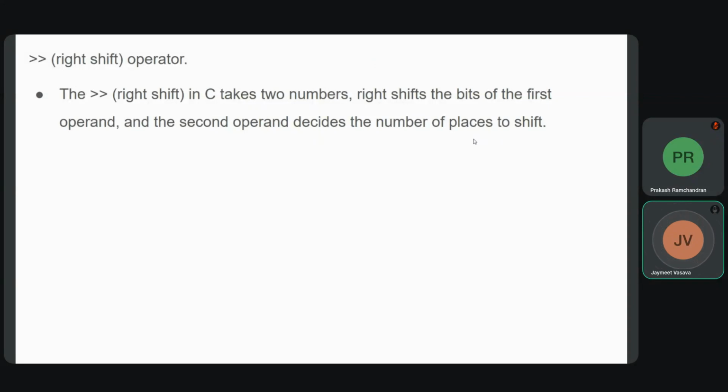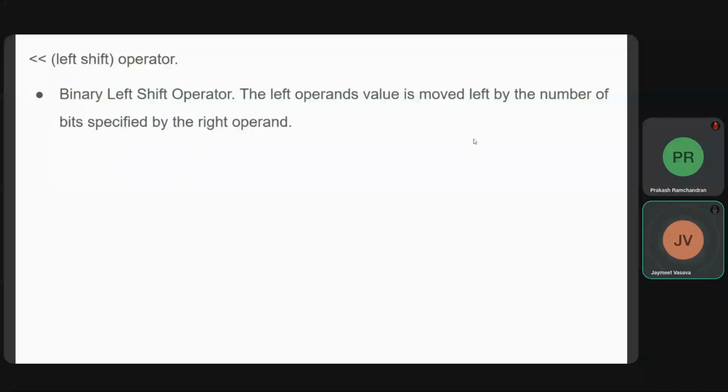Then right shift shifts the bits by the given value to the right, and the ones on the left will be filled with blanks. Same with the left shift operator, which shifts the value of bits into the left side and fills the rightmost side with blanks.